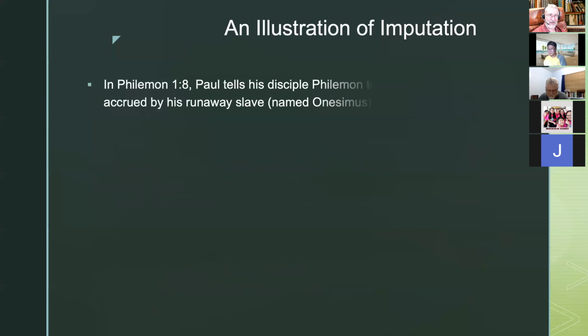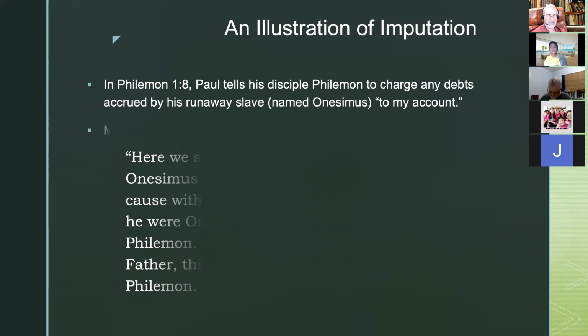An illustration of this, Philemon. A little book of Philemon is just absolutely wonderful. Philemon verse 8, it's only the one chapter long. Paul tells his disciple Philemon, who's a rich man in Ephesus, to charge any debts accrued by his runaway slave, a character named Onesimus, to my account. Let's look at what that really means.